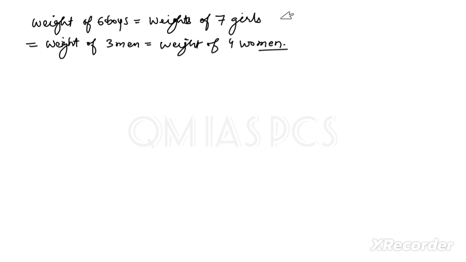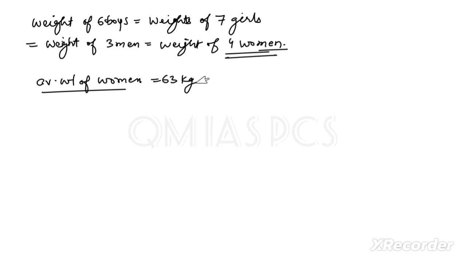Now it is given that the average weight of the women is 63 kg. How many women? For 4 women it was given as 63 kg. So what is the average weight of boys? We have to find it for boys. But see how many boys there are. For women, the total number of observations was 4. For boys, it will be 6.